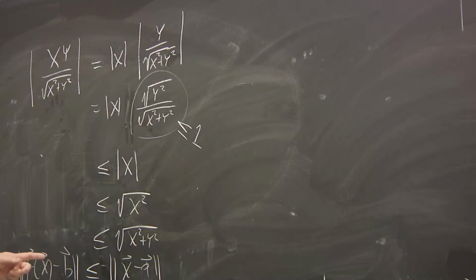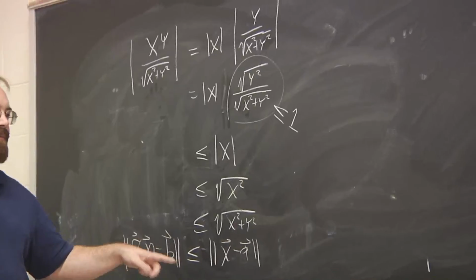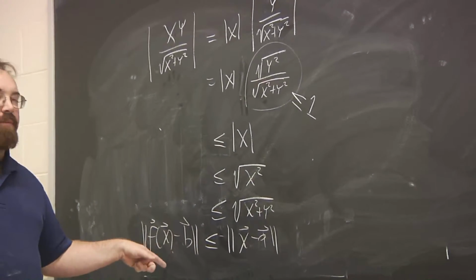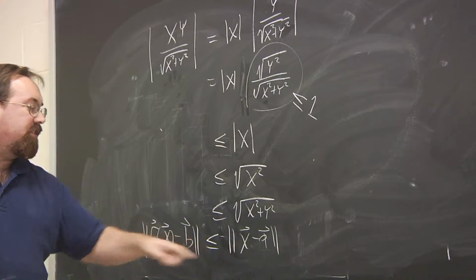Now, it's not always going to turn out like this. You may instead get a function of this distance. You want to relate these two somehow. In this case, it turned out to be a simple relationship. This distance is less than or equal to this one.